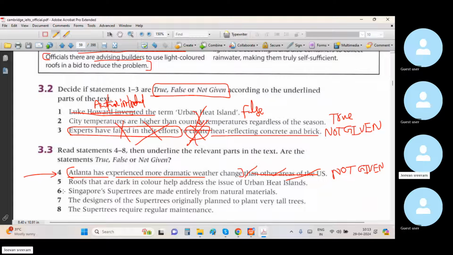Next, the fifth one. Roofs that are dark in color help address the issue of urban heat islands. Is it true, false, or not given?